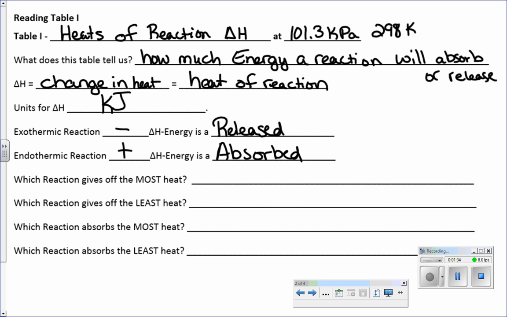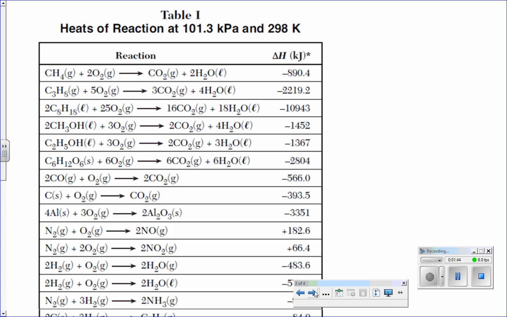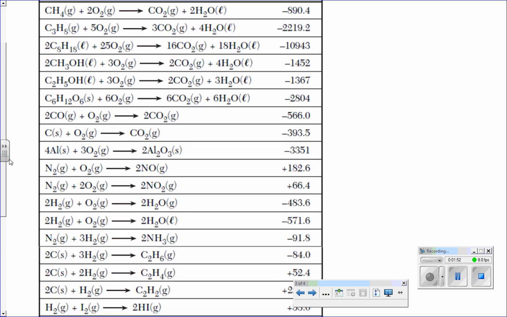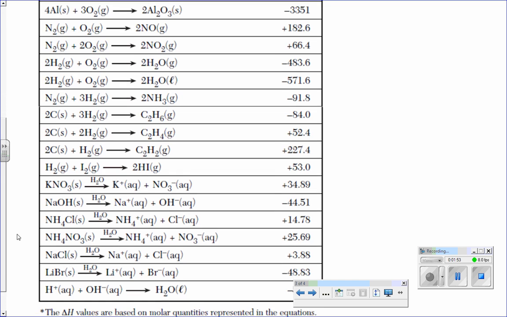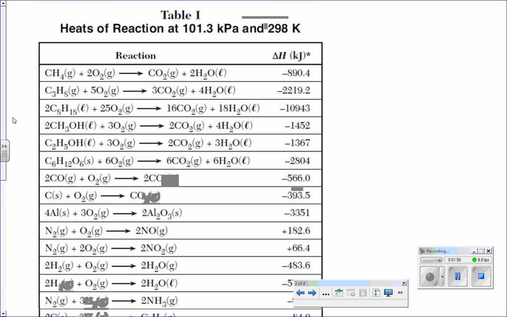If you look at Table I, you can quickly go down and look at some various delta H values. First, we're going to look at which reaction gives off the most heat. In order to find what reaction gives off the most heat, we are looking for a negative value, and we also want to have a very large number. Most of our largest numbers, you're going to notice as you scroll down, are going to be toward the top. So if we compare some of our values up toward the top, we want to find the one that's the largest value that is also negative.